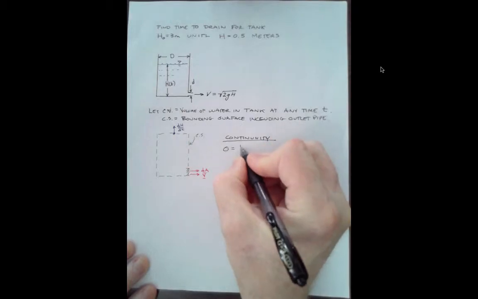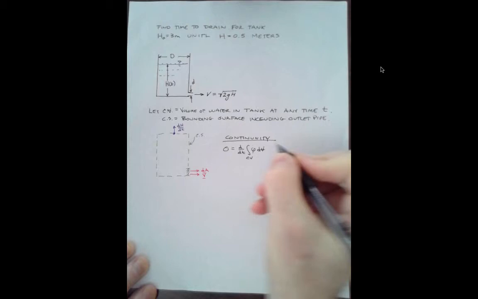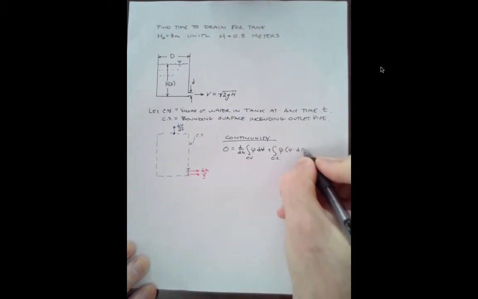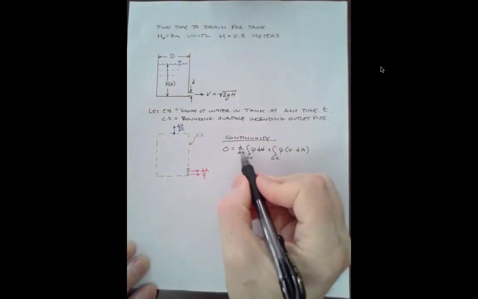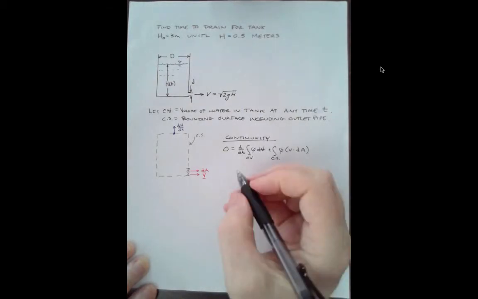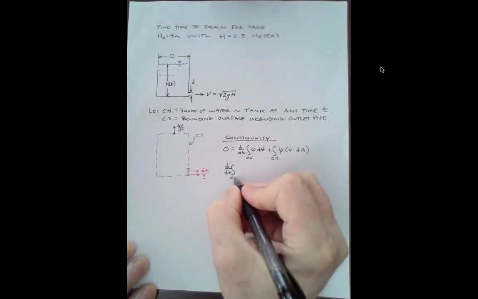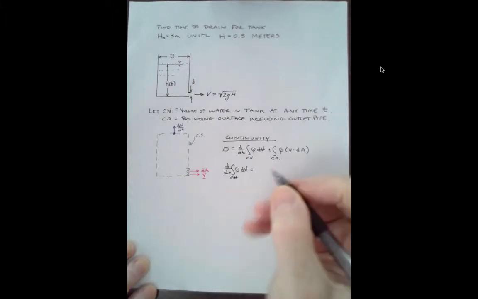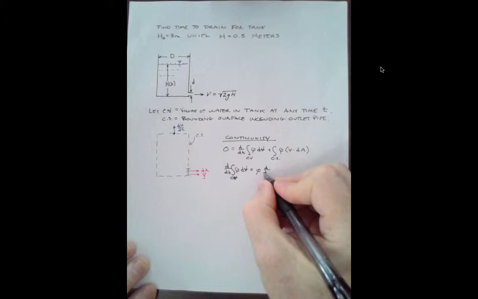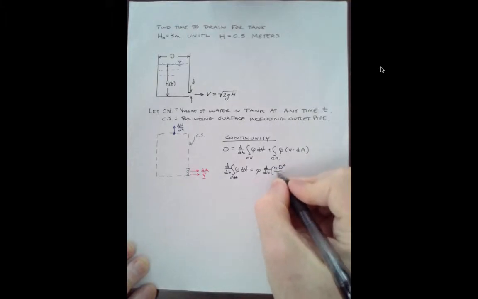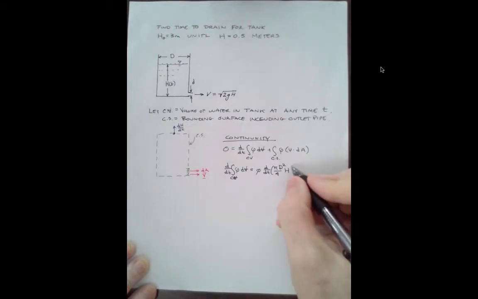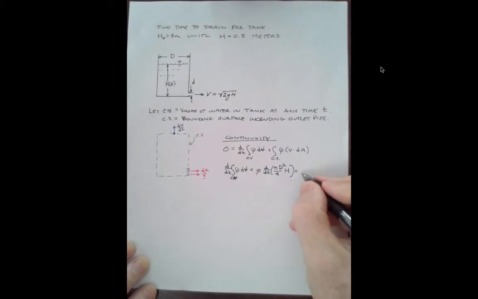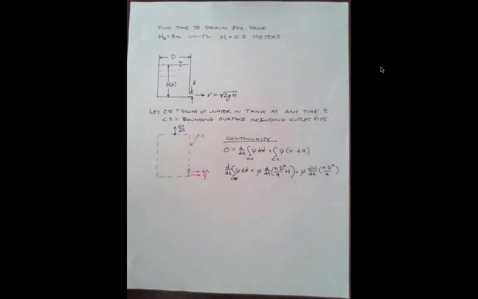Continuity analysis says that 0 is equal to the time rate of change of the integral over the control volume of rho dV, plus the integral over the control surface of rho v dot dA, where those are vector components. First one, the time rate of change of the mass in the control volume, d by dt of the integral over the control volume of rho dV, is equal to rho d by dt of pi capital D squared over 4 times h of t. Rho is going to be constant because we're dealing with water, and so this can be reduced to rho dh/dt multiplied by pi D squared over 4. No need to really rearrange it much more than that.